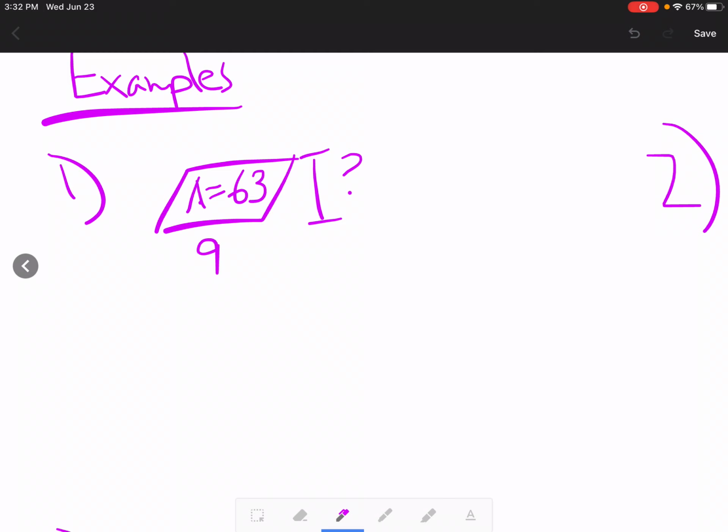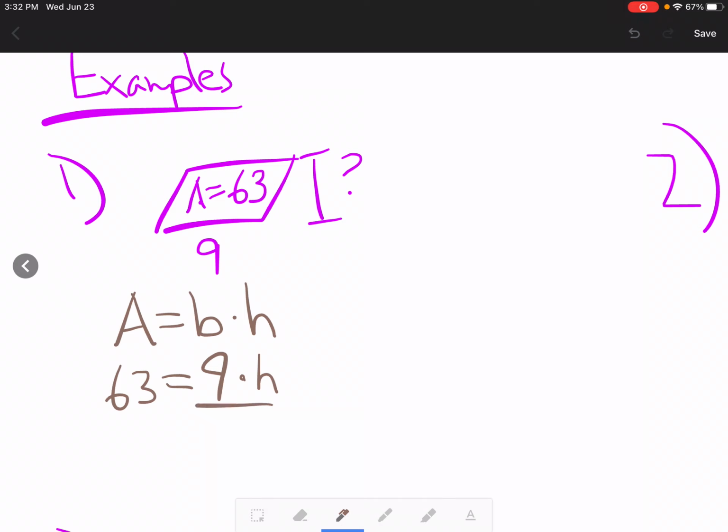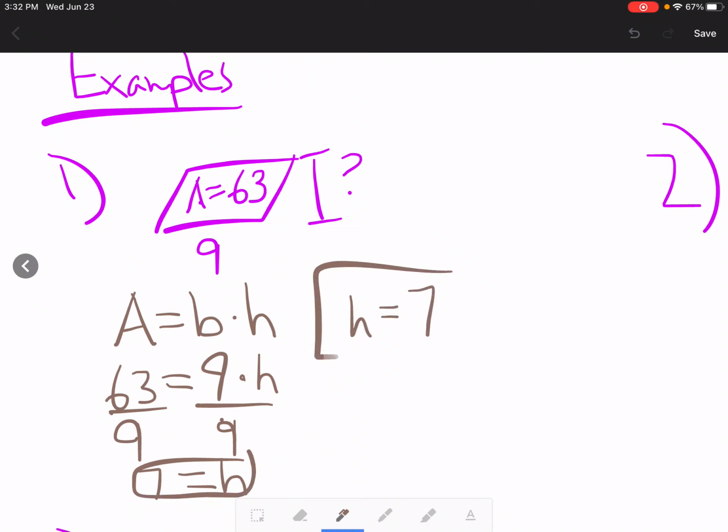And this is what we're going to see. We have a shape, we're told the area, we're given one of the dimensions, we have to find the other one. So what we'll do is use the area formula. Area is equal to base times height, and we're going to plug in our numbers. 63 is equal to 9 times our height. Now here, if you want to, you could just ask yourself, 9 times what is 63? But if you're not sure, this is where the division step comes into play. We divide both sides by 9, and so we end up getting 7 is equal to h. Our height has to be 7.